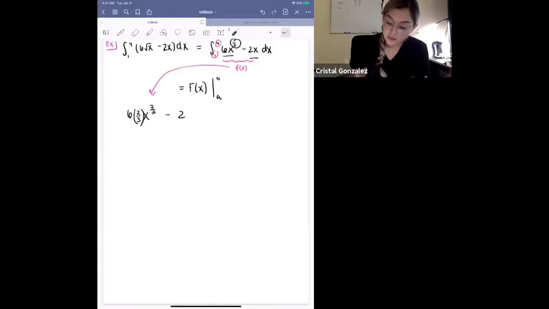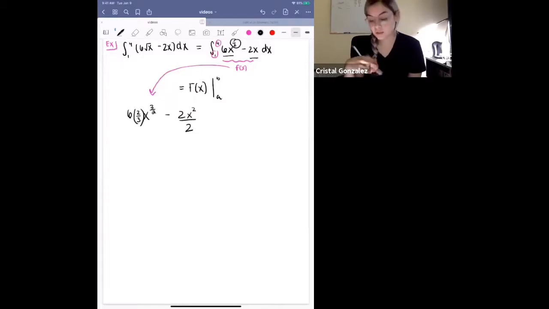And so I'm going to get 2x squared divided by 2, because we divide by that new exponent. And I want to evaluate it from 1 to 4. And so this just means that I'm going to evaluate it, okay? And then I also want to point out, I don't think I did it earlier, that once you take that antiderivative, we no longer need that integral sign anymore.